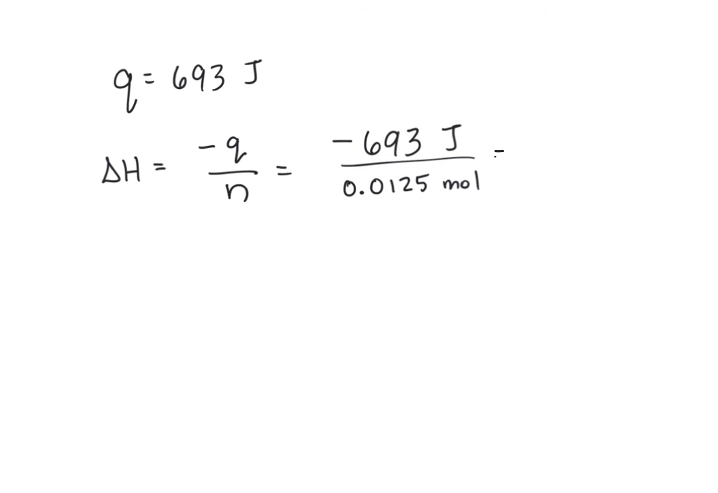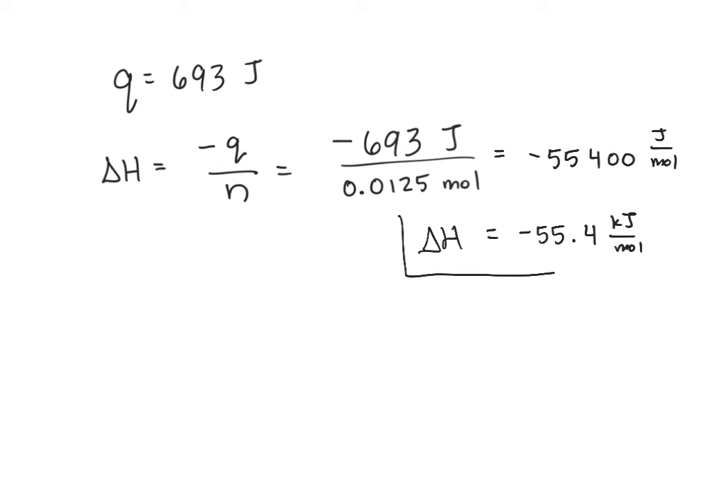To get our enthalpy for reaction then, divide negative 693 joules by 0.0125 moles. To 3 significant digits, we end up with negative 55,400 joules per mole, or more palatably, converting to kilojoules per mole, negative 55.4. This is the enthalpy of reaction for the reaction between sodium hydroxide and hydrochloric acid in this example.